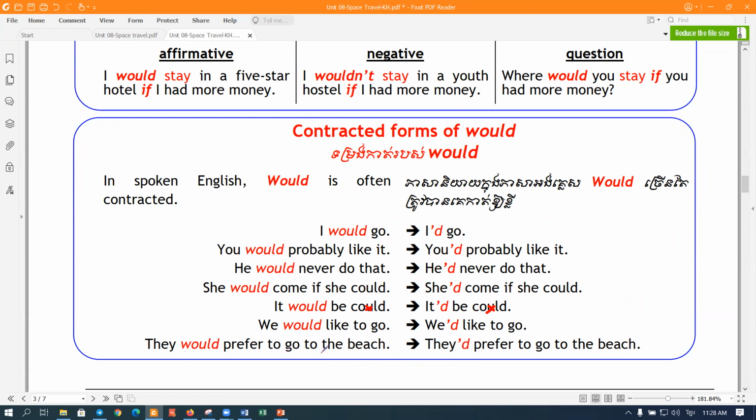They would prefer to go to the beach. They'd prefer to go to the beach. But you know, when speaking, when the words are spoken faster, we may not hear the sound D. But you need to remember the structure people use when they speak. Okay.